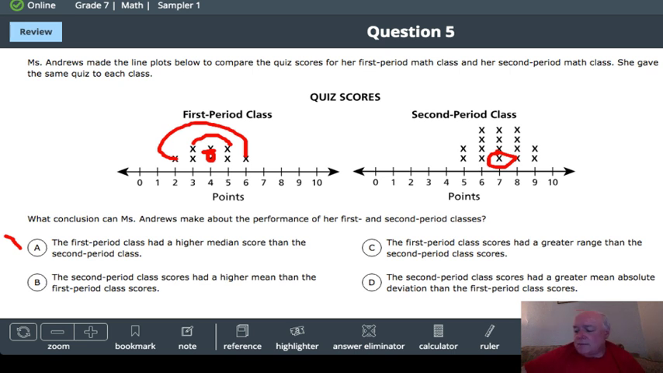Give me one second. My phone is freaking out. I'm not sure why. I think it has to do with the way I'm powering it. My cable's screwed up.